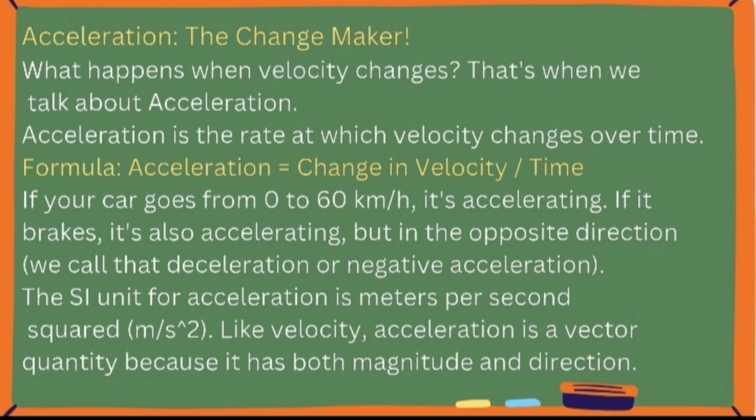What happens when velocity changes? That's when we talk about acceleration. Acceleration is the rate at which velocity changes over time. Formula: acceleration equals change in velocity divided by time. If your car goes from 0 to 60 kilometers per hour, it's accelerating. If it brakes, it's also accelerating, but in the opposite direction. We call that deceleration or negative acceleration. The SI unit for acceleration is meters per second squared, meter per square second. Like velocity, acceleration is a vector quantity because it has both magnitude and direction.